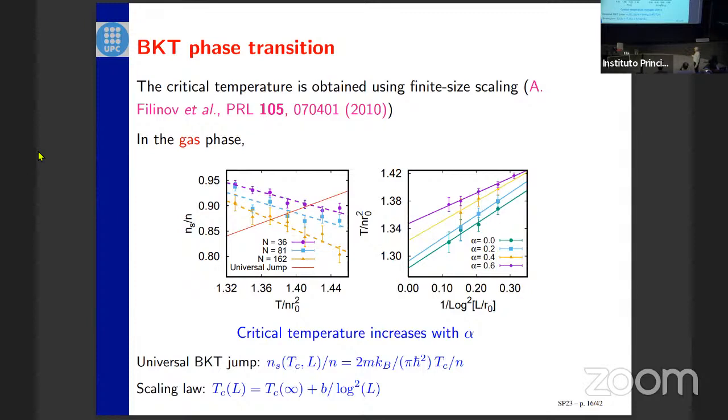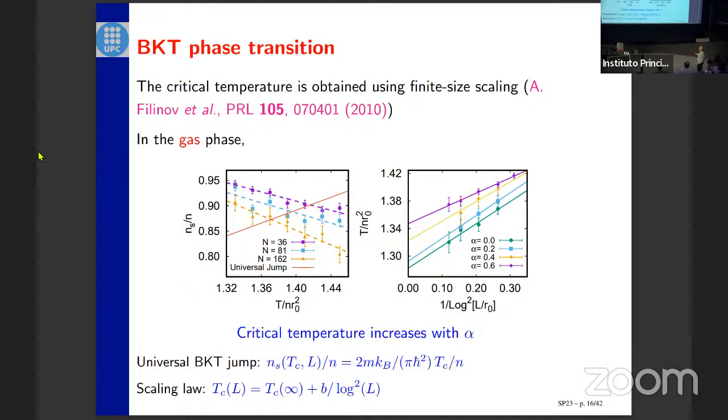The universal jump, if the BKT works, is this relation that says that the superfluid fraction depends on the temperature divided by the density by exactly this law. As you see here, we have temperature divided by a density. So this is a line, okay? The line with this slope given by here. Then what you do is calculate the crossing points between our calculation and the universal jump. That would be the estimation of the critical temperature for this number of particles.